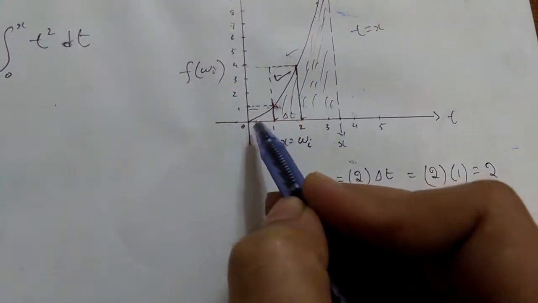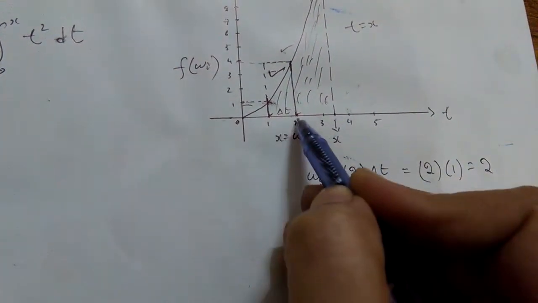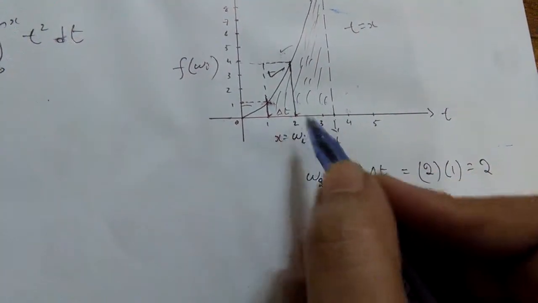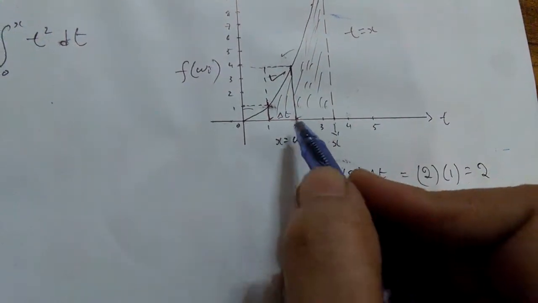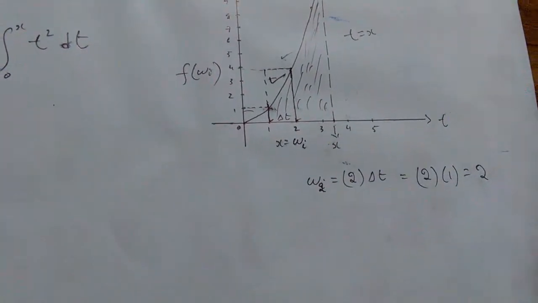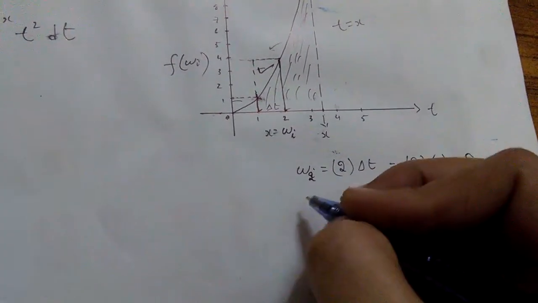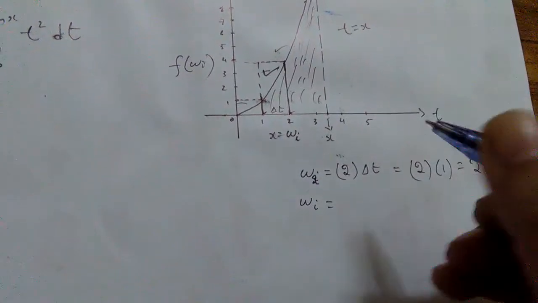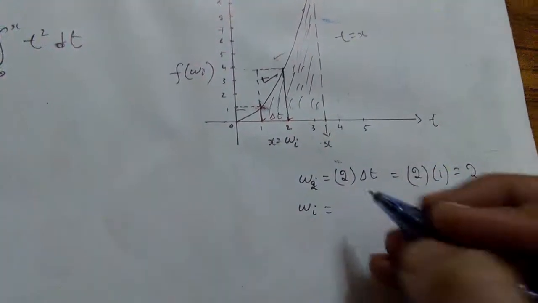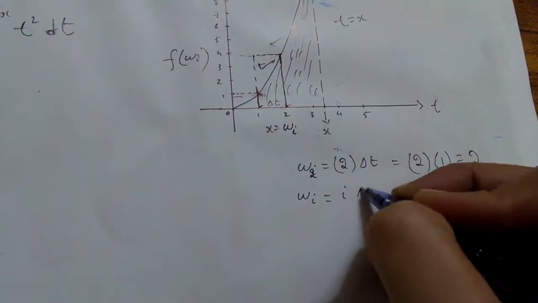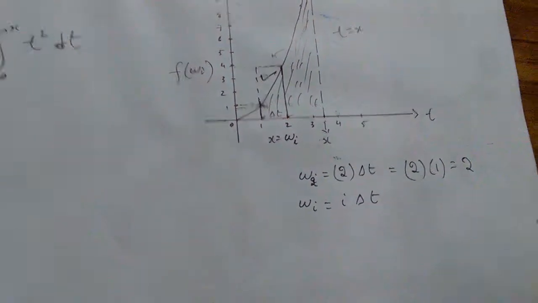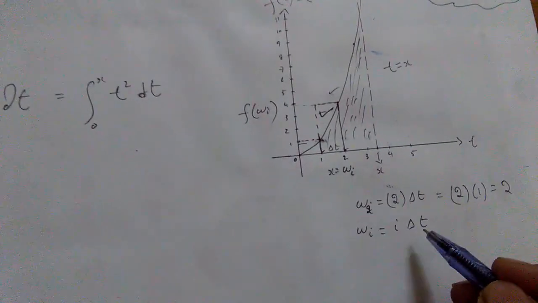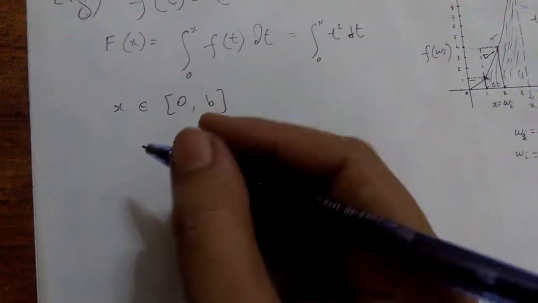From the origin, the value of your wi is 2 here, and it's the second rectangle, so w2 is the end point of the second rectangle. How about if I talk about my ith rectangle? The corresponding wi is going to be i times del t. Just keep this in mind, and let's move on.